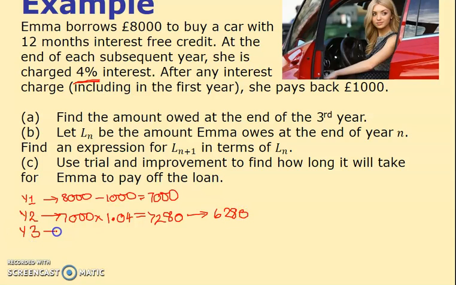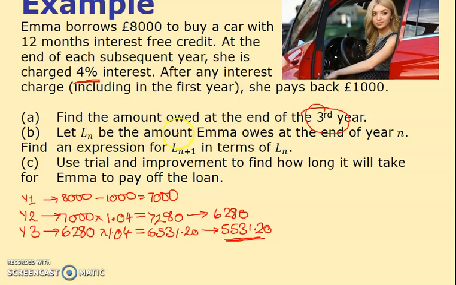And year 3, that'd be 6280 times by 1.04. So I get 6531.2. 6531.2 obviously is 6531.20 because it's pounds and pence. Take off 1,000: 5531.20. That's how much I think you'd have at the end of the third year.